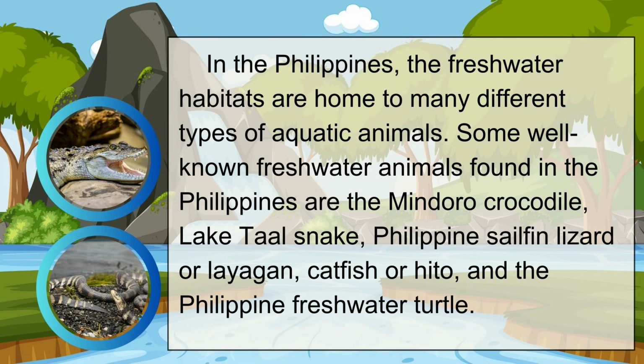In the Philippines, the freshwater habitats are home to many different types of aquatic animals. Some well-known freshwater animals found in the Philippines are the Mindoro crocodile, Lake tall snake, Philippine sailfin lizard or liagan, catfish or hito, and the Philippine freshwater turtle.